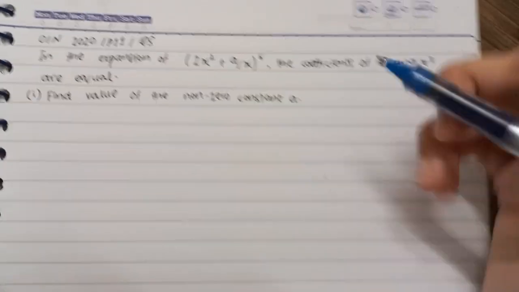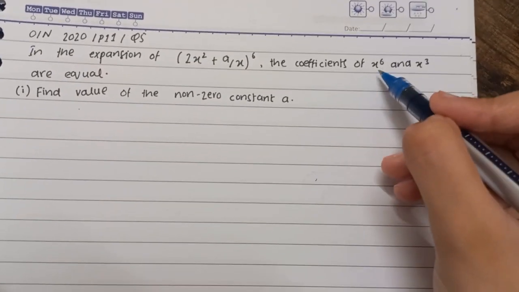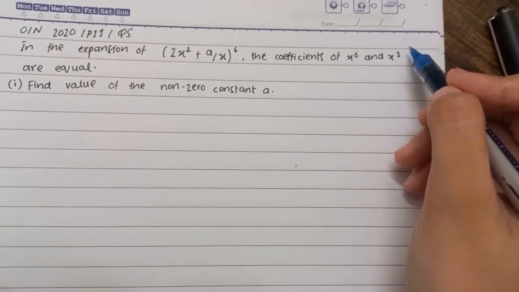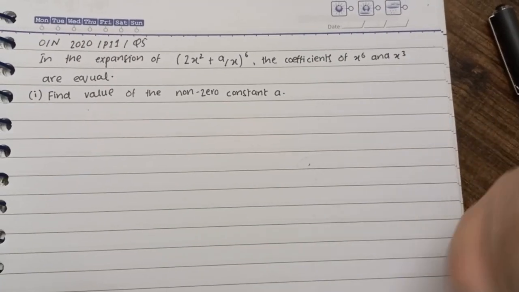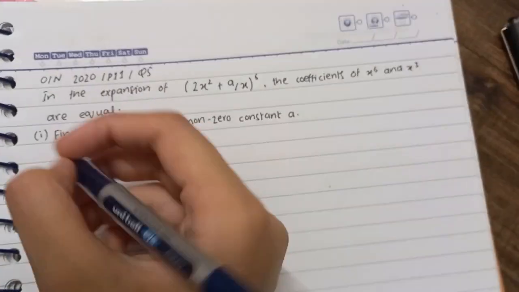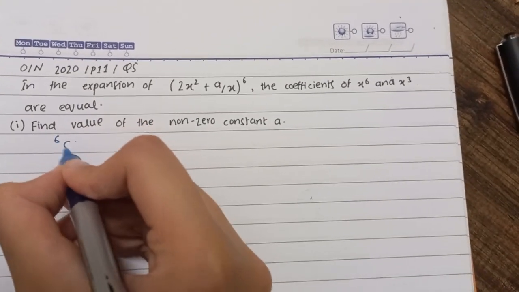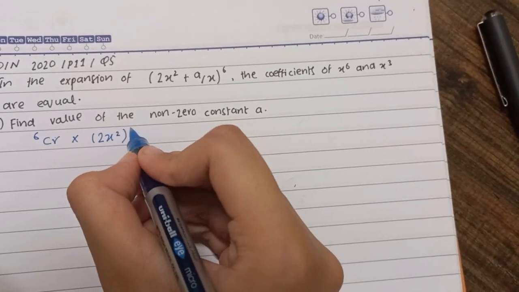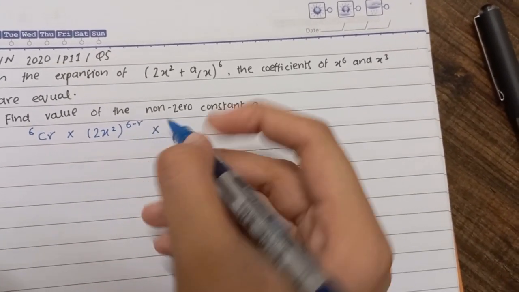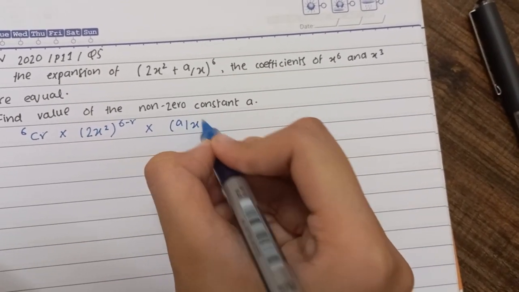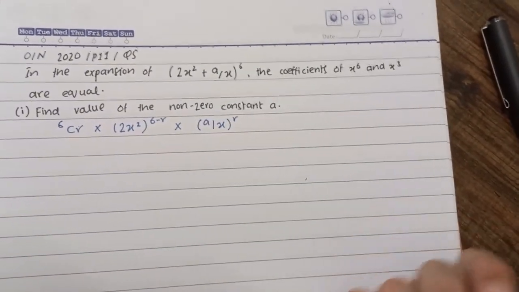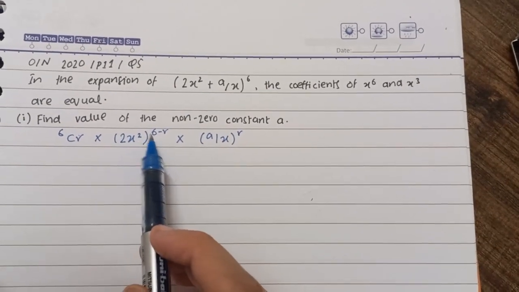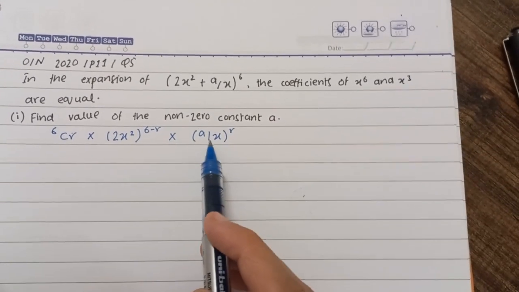So first, using the nCr formula, we will find the coefficient of x^6 and then the coefficient of x³, and then we will put them equal in order to find the value of a. So starting off, we will do 6Cr into (2x²)^(6−r) into (a/x)^r. As you can see, I have used the nCr formula, which is nCr into a^(n−r) into b^r.